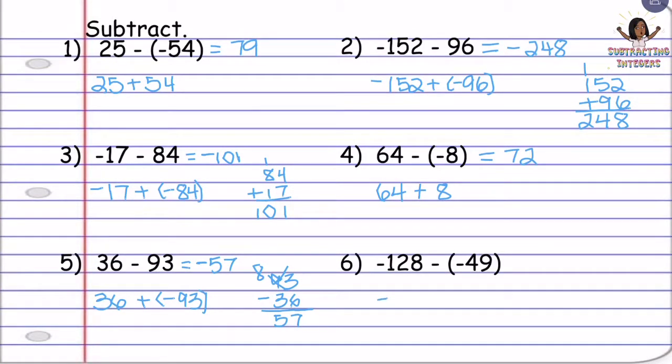Number 6, negative 128 minus negative 49. We're going to rewrite this as negative 128 plus 49. Because the two numbers have different signs, we need to subtract. So 128 minus 49 is going to get a 79. So is it going to be a positive 79 or a negative 79? It's going to be negative because the 128 has the highest absolute value and that number is negative.